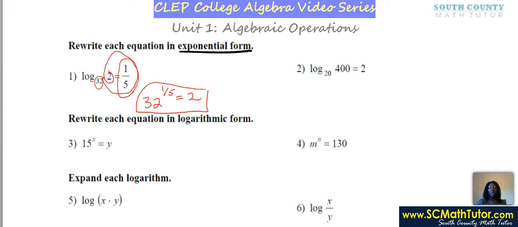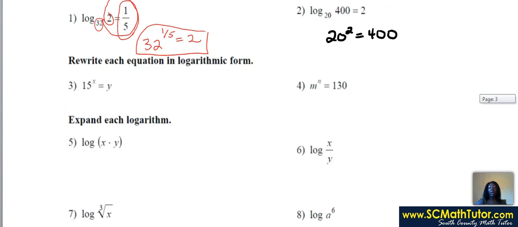Circle of life. 20 squared equals 400. If you're going from log to exponent, you drop the log: base squared equals 400. Circle of life.